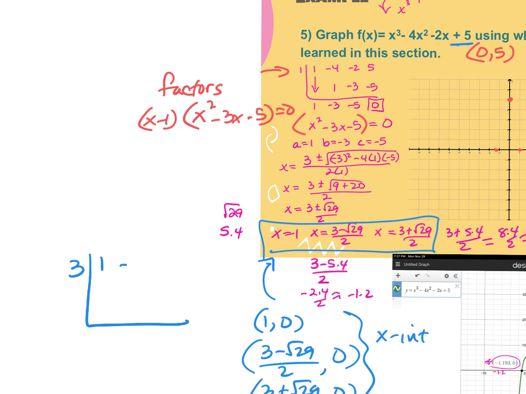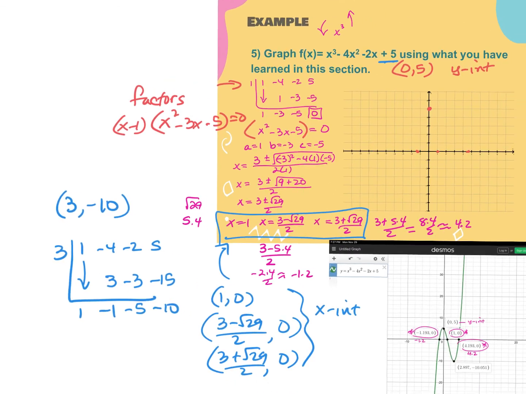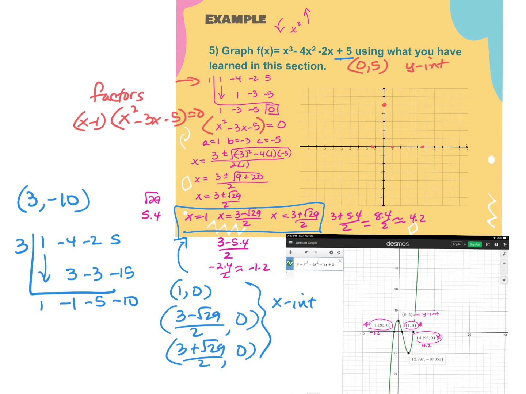So 1, negative 4, negative 2, positive 5. Bring down, multiply, add the column, multiply, add the column, multiply, add the column. So the ordered pair I'm going to graph is (3, negative 10). So this tells me it's going to go super low down here, probably down into my work. So we'll say it's somewhere here, just so we don't go too far into the work. Let me make it a red point.